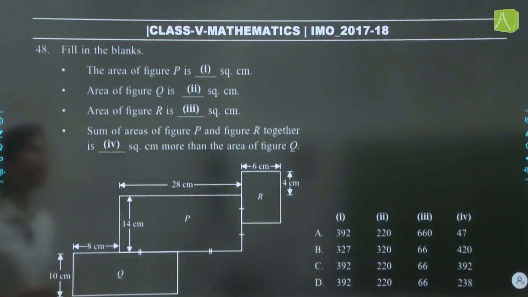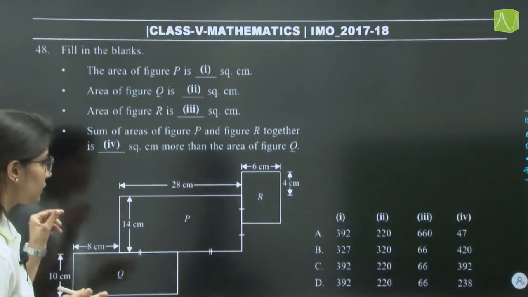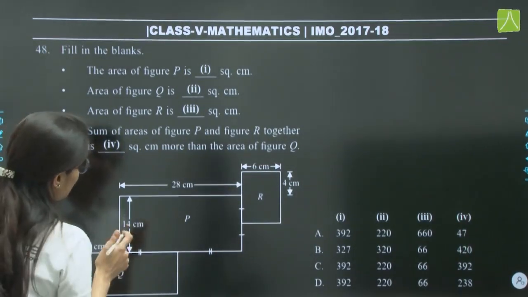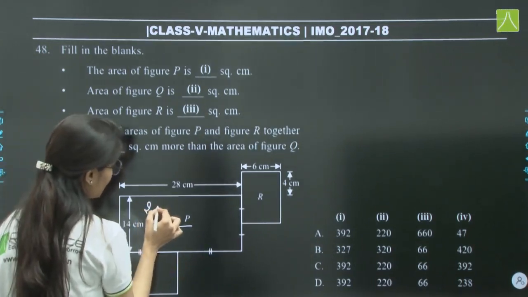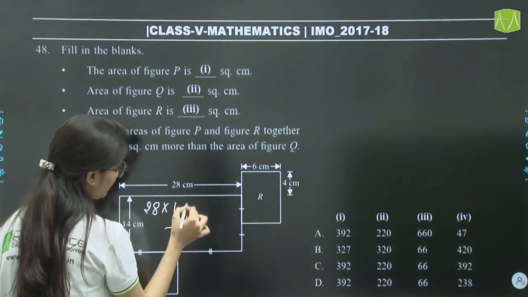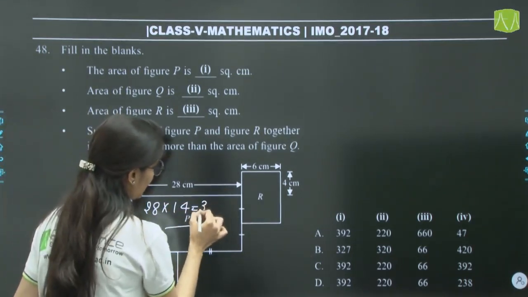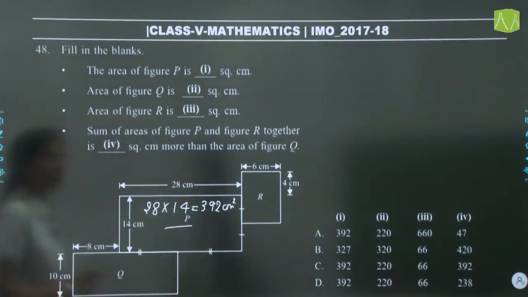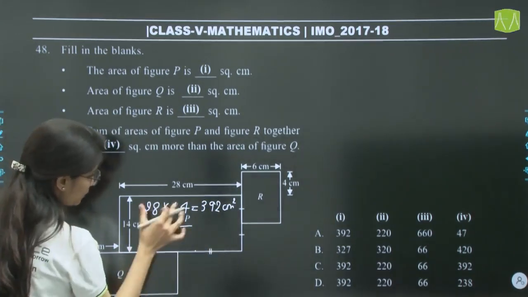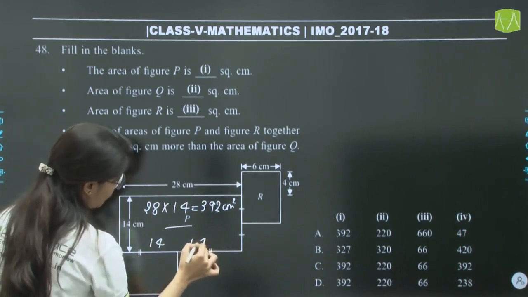Fill in the blank: the area of figure P, the area of figure Q, and the area of figure R. So first we need to find out the area of P, Q, R. See, this P is a rectangular shape. So you can find out the area of this figure P just by multiplying 28 with 14. Length multiplied by width, area of rectangle. When you multiply, the answer will be 392 centimeters square. Now we have to find out the area of Q and R. So see here, these two lengths are same. This 28 is going to be divided by 2. So this will be 14 and this will be also 14.